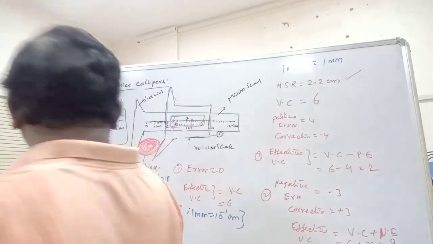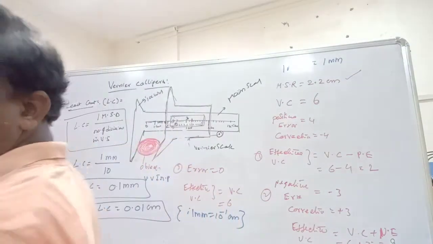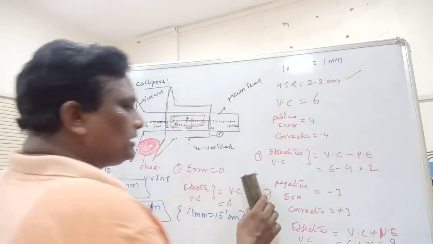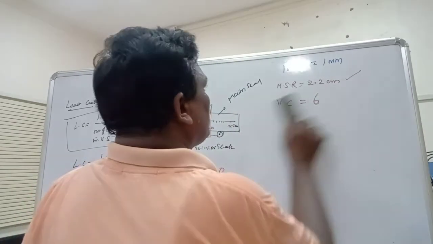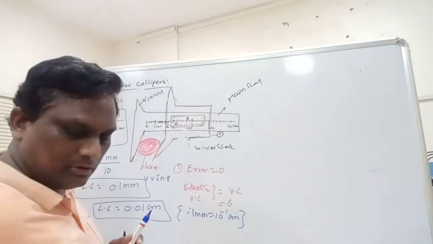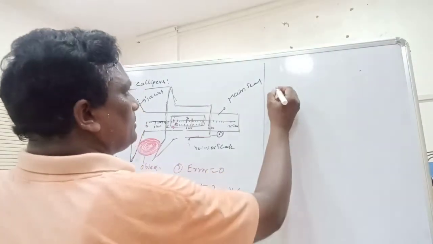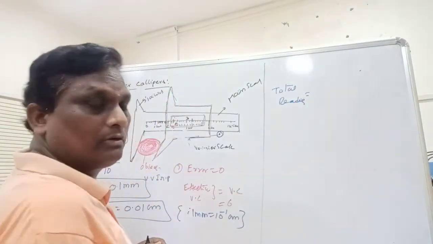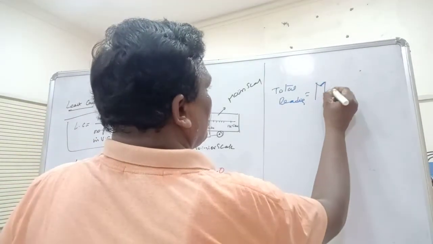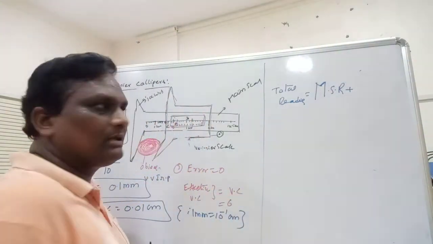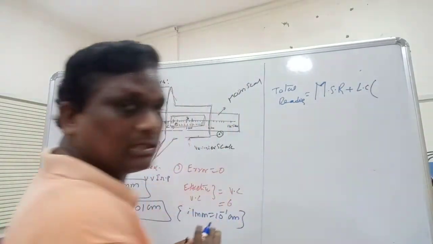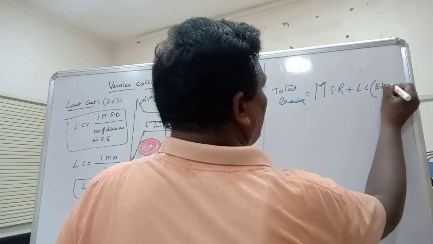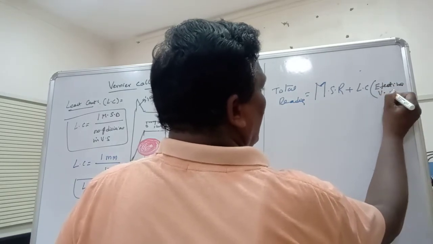Now, how to calculate the diameter of this given object? So this is the given object. The diameter you have to find out. So to find the diameter, the total reading is equal to, see here, be careful, MSR plus least count into the effective value of Vernier coincidence.